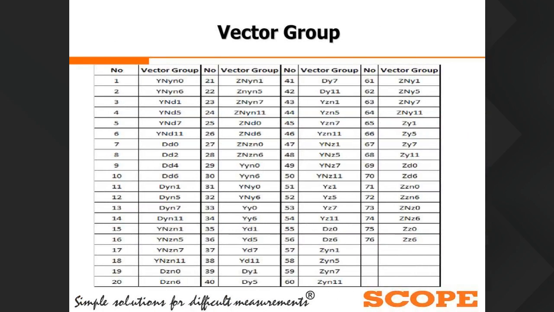So here you can see about 76 vector groups are there, and we have added them in our instrument to find out the vector groups. Here you can see all the vector groups, with respect to star-neutral, star-delta, then star-zigzag, like that. So around 76 vector groups we have added.